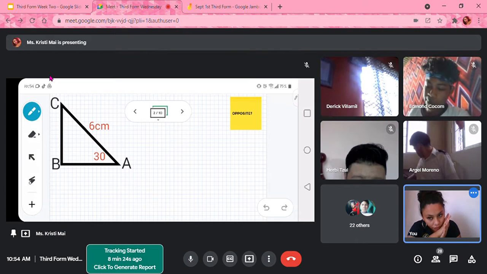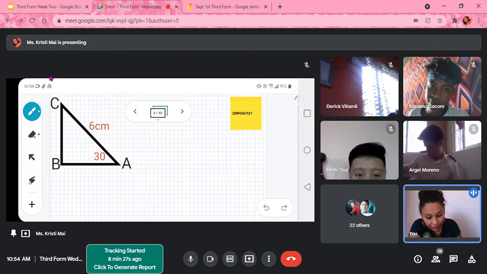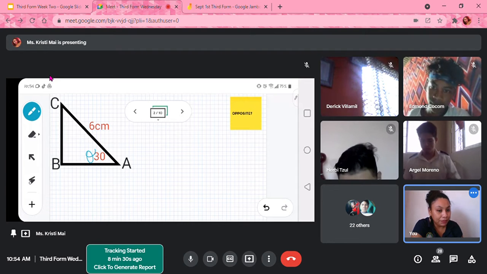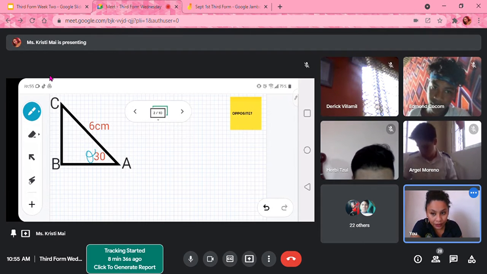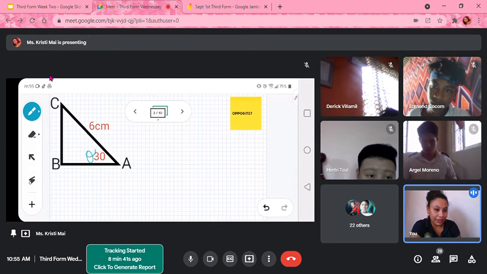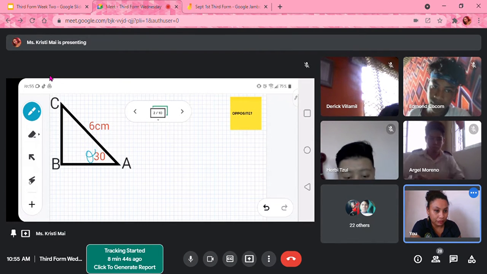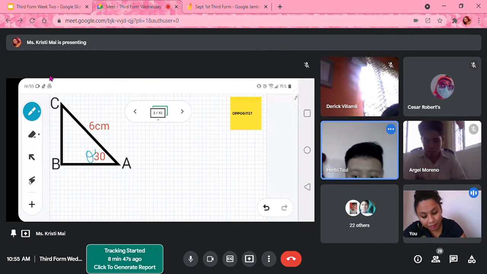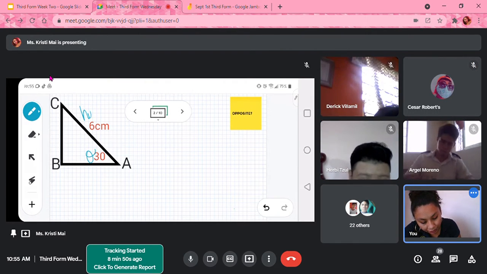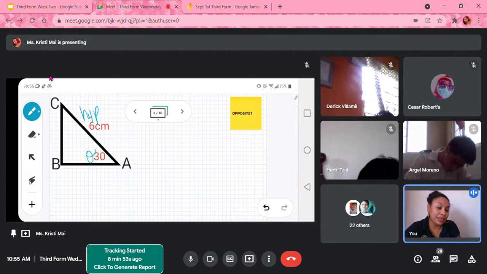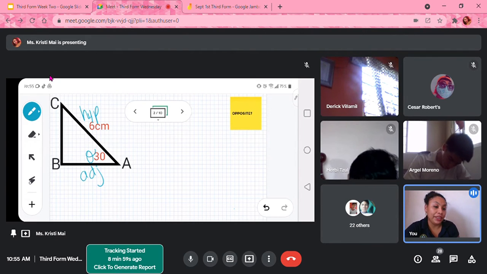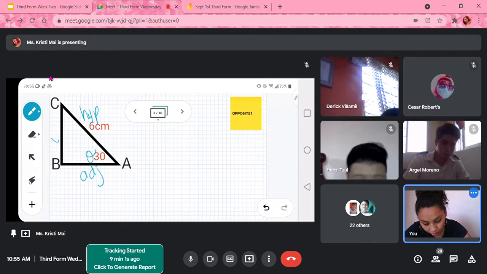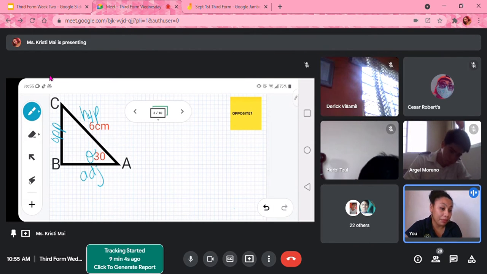Now, theta in this case is 30 degrees. That's my theta. So I'm going to use that angle to label all my other sides. All right. So what is 6 centimeters? What do we call that side? Hypotenuse. Very good. So then this is the hypotenuse. The side that is beside theta is what we call the adjacent. And the side that is right across from theta is what we call the opposite. So I have labeled my triangle.